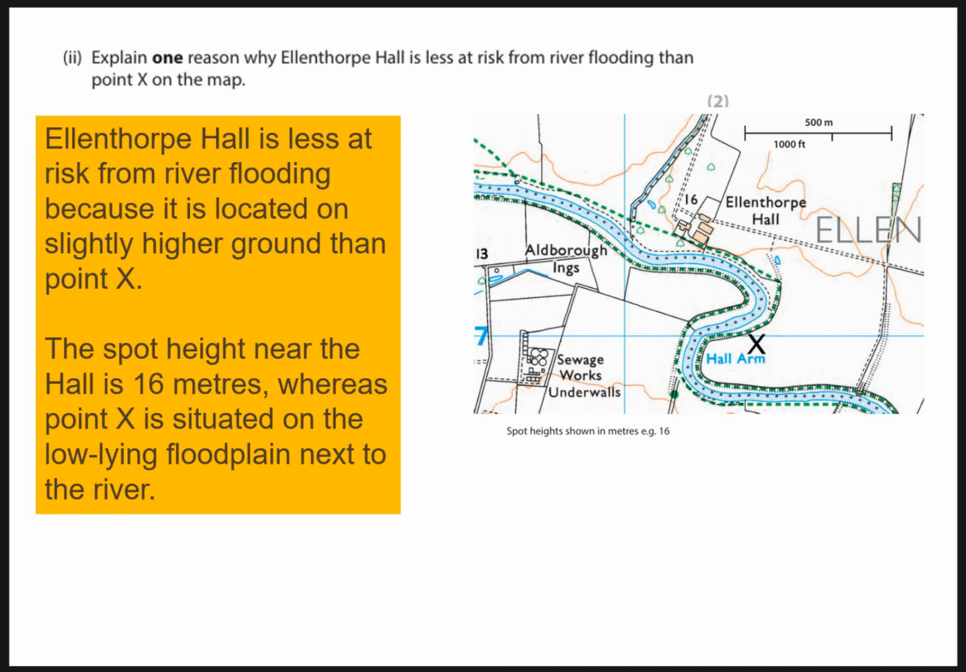Explain one reason why Ellenthal Hall is less at risk from river flooding than point X on the map. This is often about height. Ellenthal Hall is less at risk because it's located on slightly higher ground than point X. The spot height near the hall is 16 meters, which we had a look at a moment ago, whereas point X is situated on the low-lying floodplain next to the river.